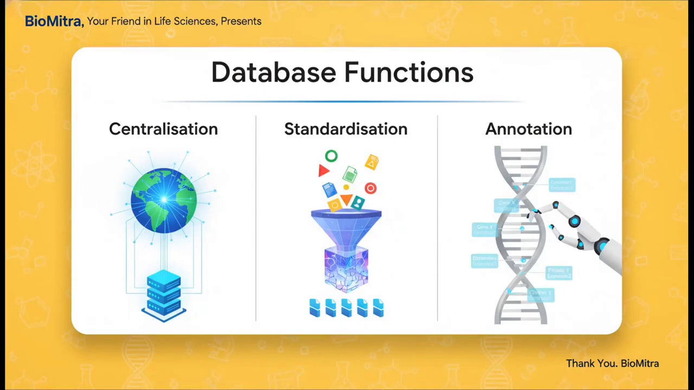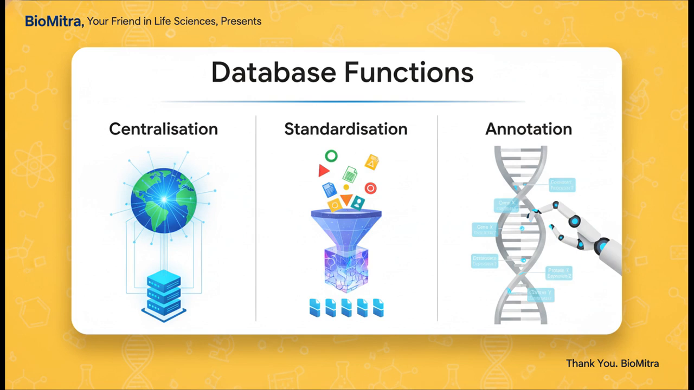To actually make that structured ecosystem work, these databases act as vital scientific infrastructure by nailing three core functions. First up is centralization. They connect global scientific knowledge into centralized hubs. Next is standardization. They enforce universal machine-readable formats, which means a computer in Tokyo can seamlessly read a file generated in London. And third is annotation.